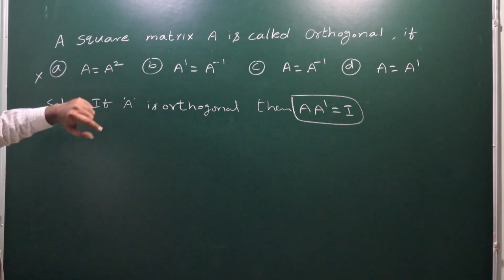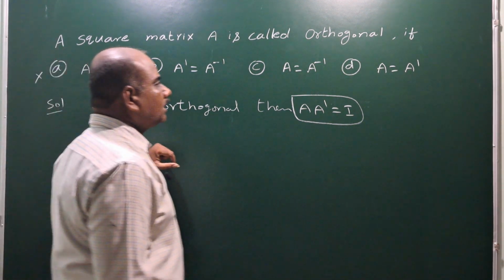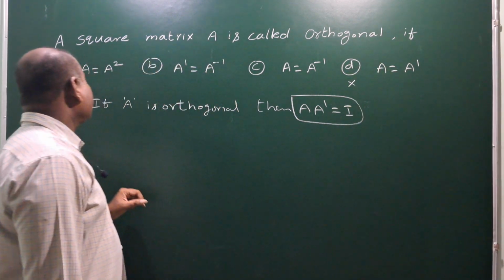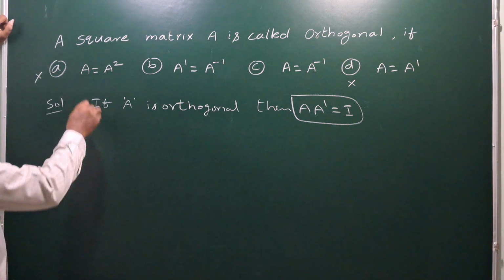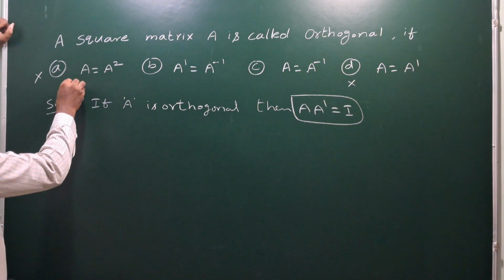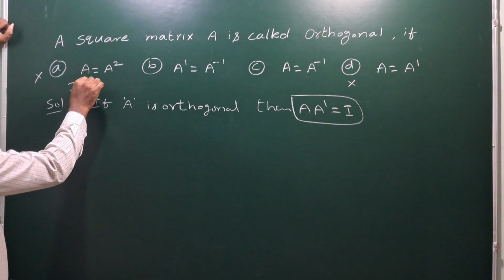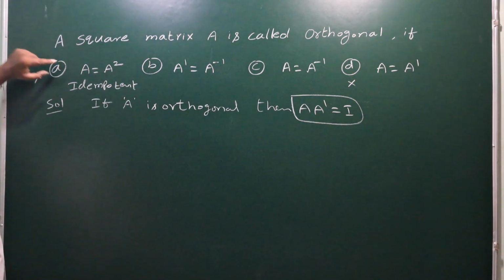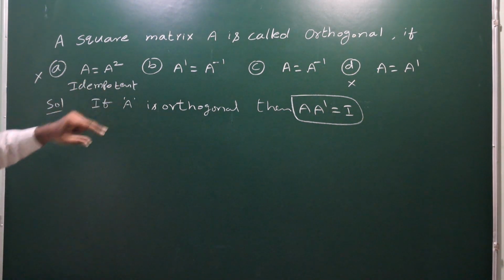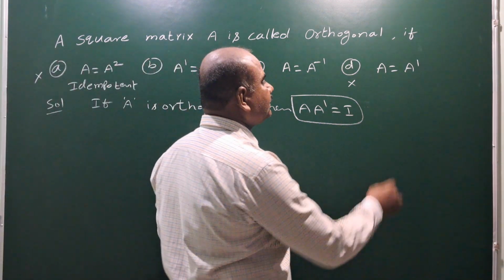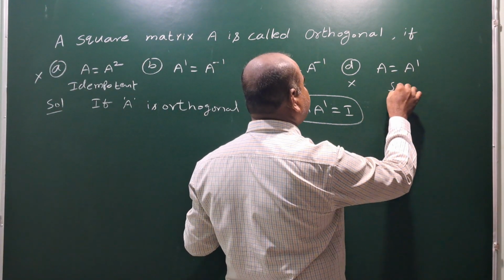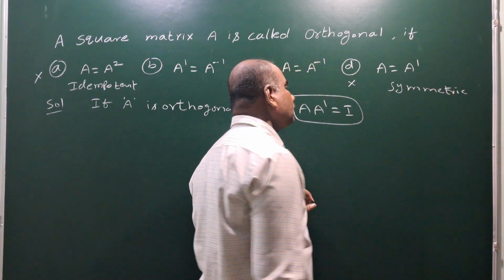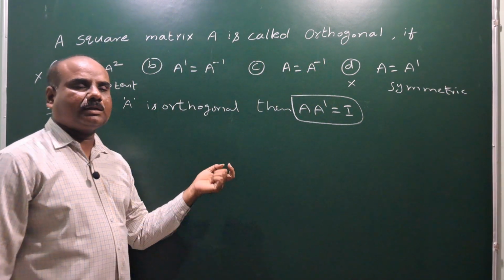Here A is equal to A square is there. Option D is also not correct. A is equal to A dash is there. And we have to remember the definitions. If A is equal to A square, then A is said to be idempotent matrix. And if A is equal to A dash, then A is said to be symmetric. So option A, option D are not answers.